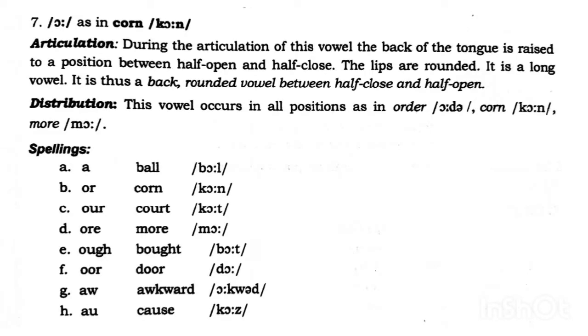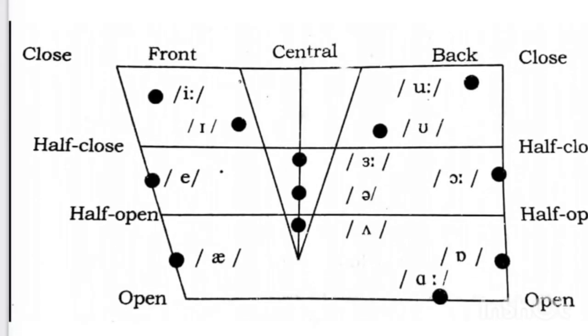The next back vowel is O as in corn. It is a long vowel, of course, you can see from the symbol given there. Articulation. During the articulation of this vowel, the back of the tongue is raised to a position between half open and half close. That half open and half close means the height of the tongue to which it is raised.